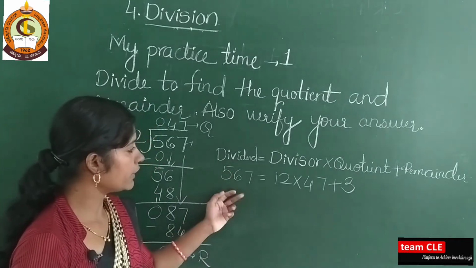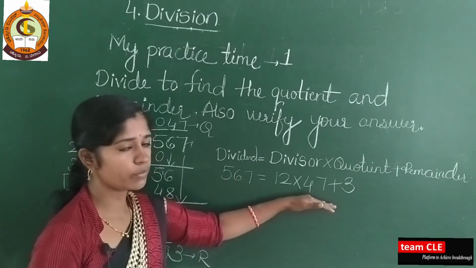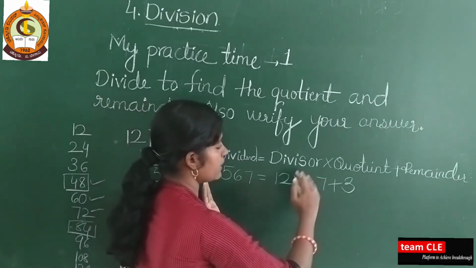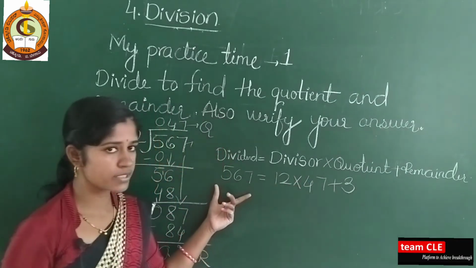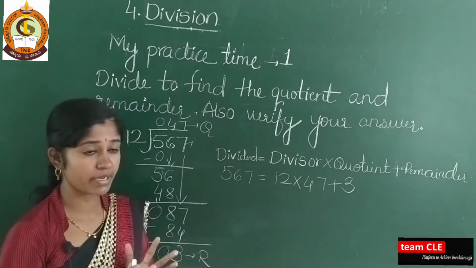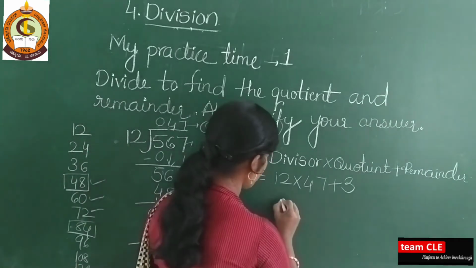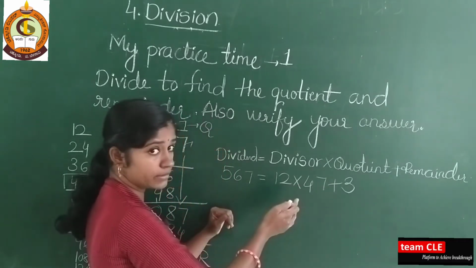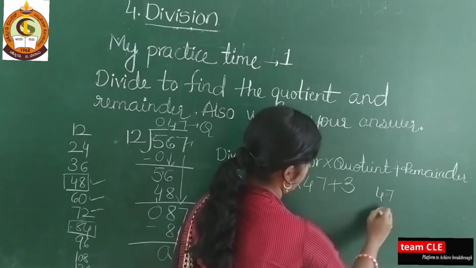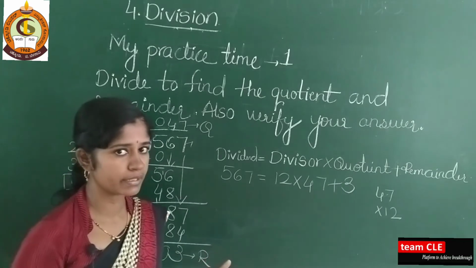So here I need to find equal. This side we are calling LHS and this side we are calling RHS. LHS means left hand side, RHS means right hand side. So in LHS how much is there? 567. If I get here also 567 as an answer, then your answer is correct. So write here 12 into 47. I can't multiply here, so write vertically and find here 47 into 12. If you find 12 into 47 or 47 into 12, we will get the correct answer.